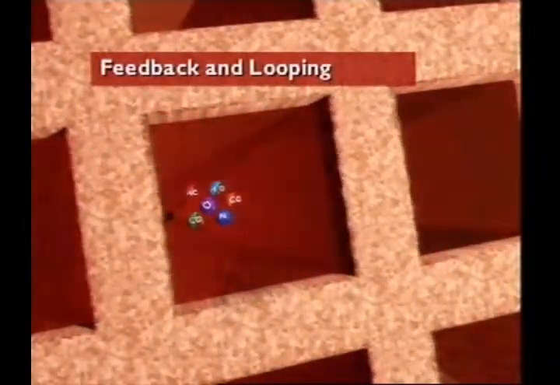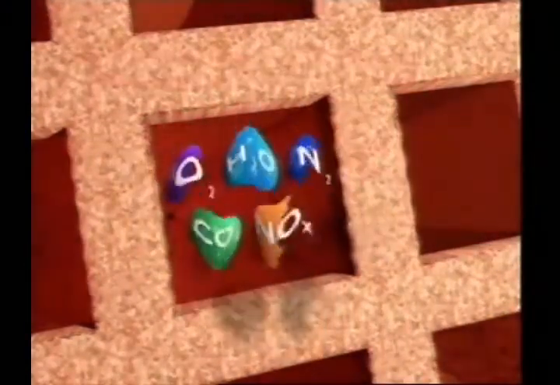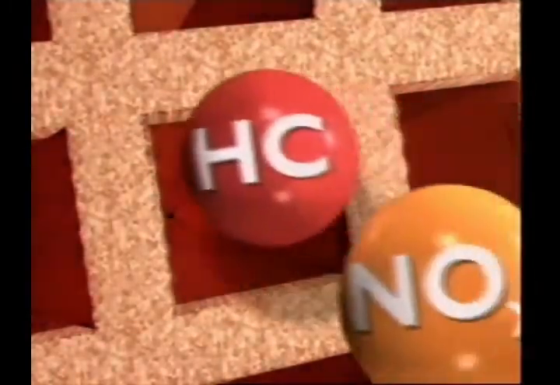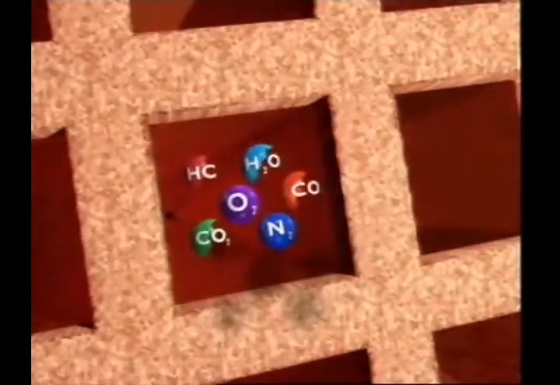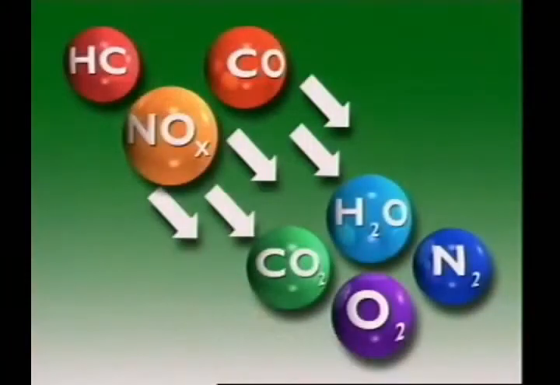This section examines feedback and looping. During engine operation, the 3 pollutants enter the catalytic converter. How efficiently they are converted depends on the composition of the exhaust gases. And that depends on the air-fuel mixture sent into the cylinder for combustion.